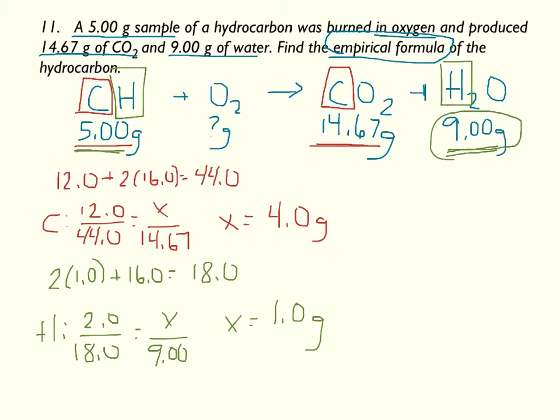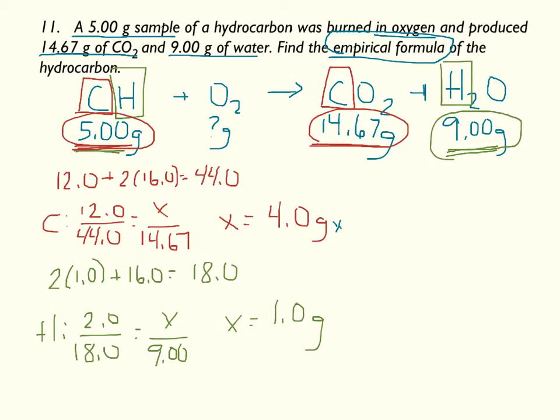Out of this total 14.67 grams of CO2, 4.0 grams is from the original compound, because 4.0 grams is the carbon. Now that we have the gram-to-gram ratio, 4 grams of carbon plus 1 gram of hydrogen ends up equaling this total 5.0 grams. Now we can find the mole-to-mole ratio so we can get the empirical formula.